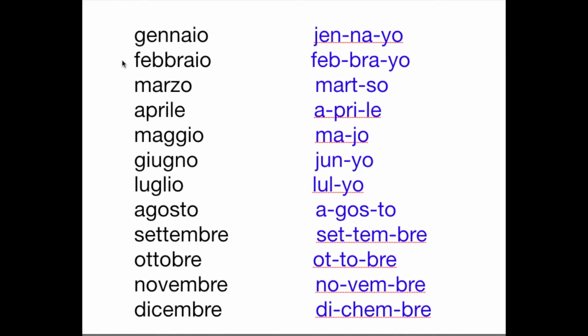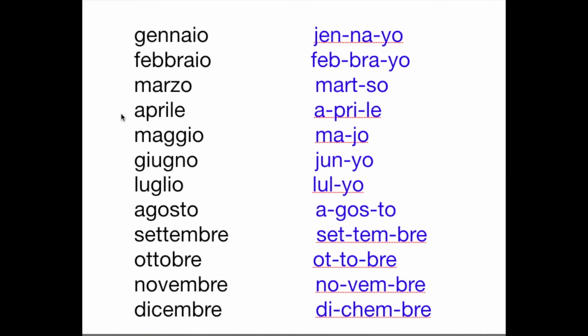Gennaio. Next, we have febbraio. This word has 3 syllables. Febbraio. Marzo. This word has 2 syllables. Marzo. The letter Z has a t sound, the TS sound. So it's pronounced as marzo. That's marzo.